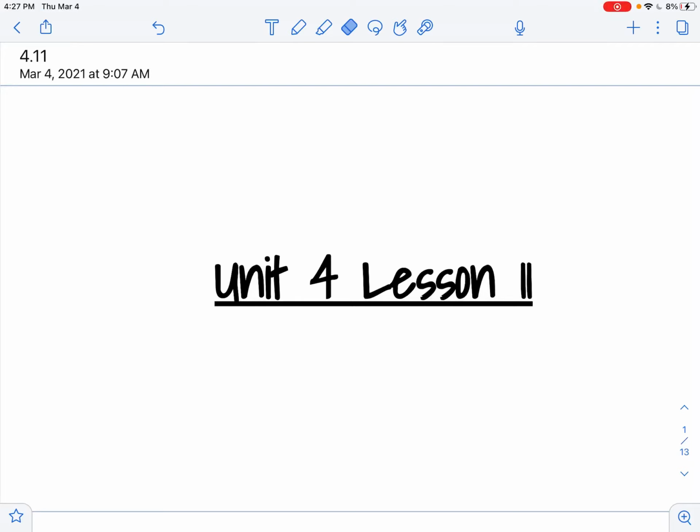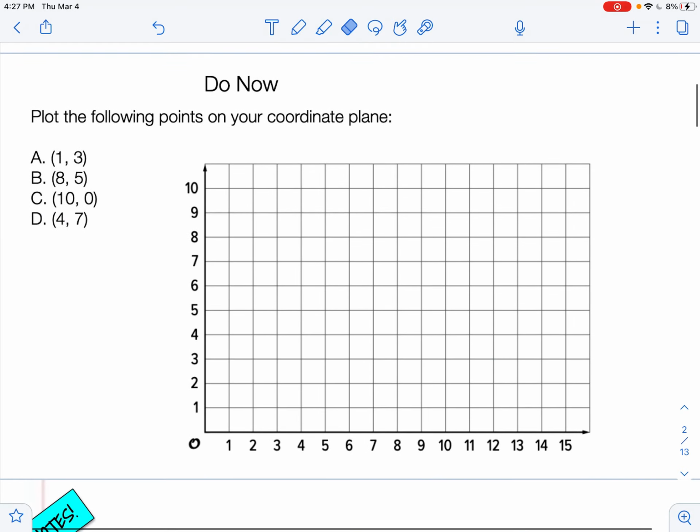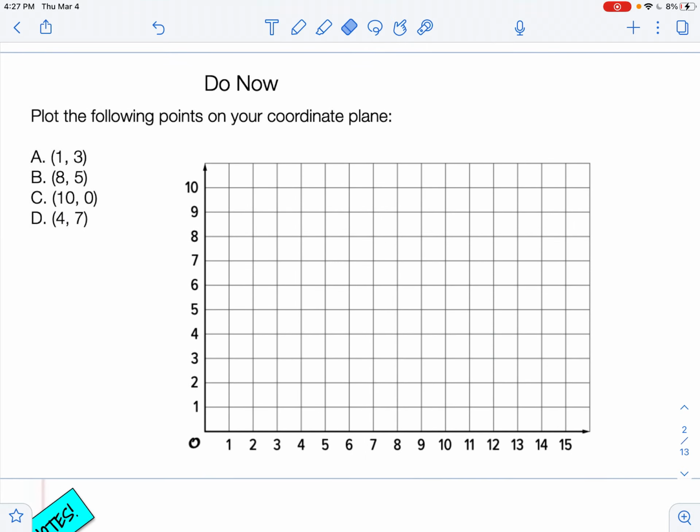This video recaps the first part of Unit 4, Lesson 11, How to Plot Points in Quadrant 1. In today's Do Now, which we talked about for a lot of class, we practiced plotting the following points.